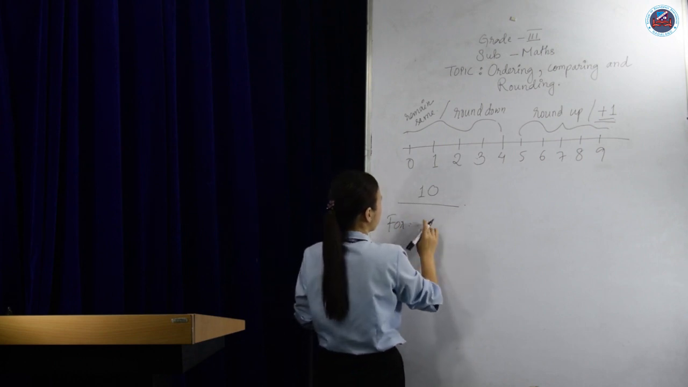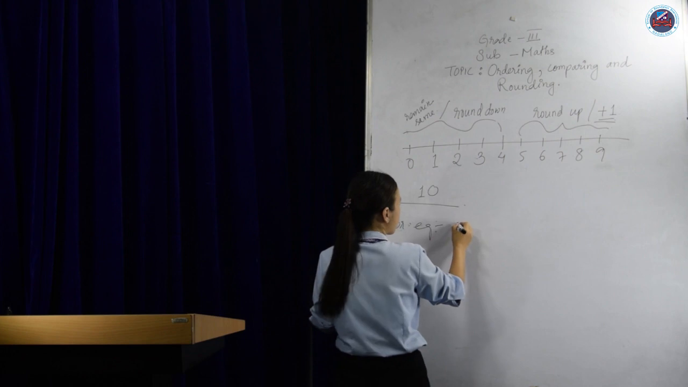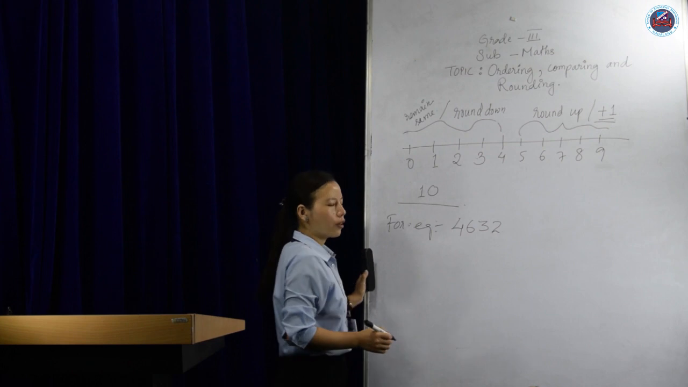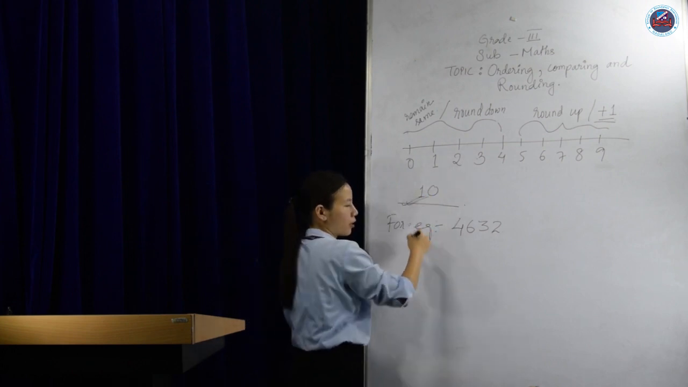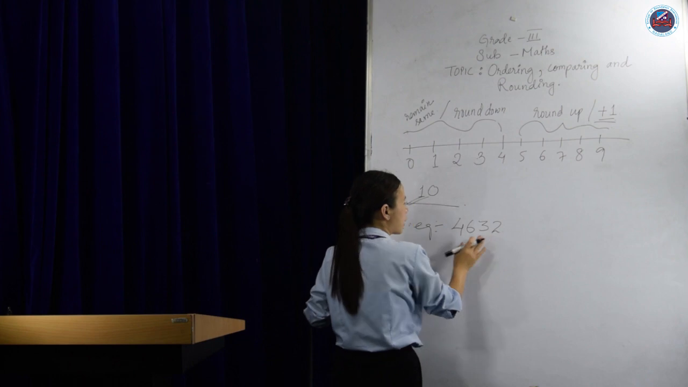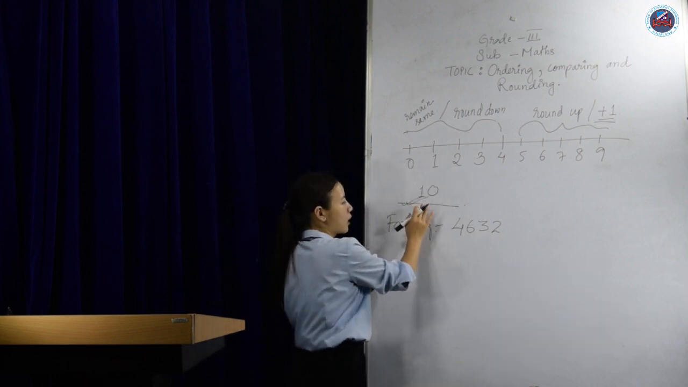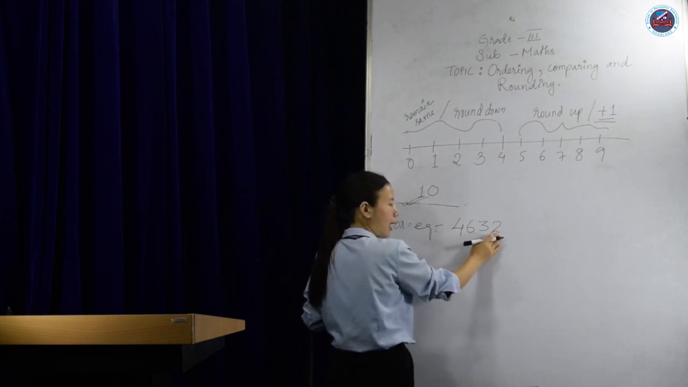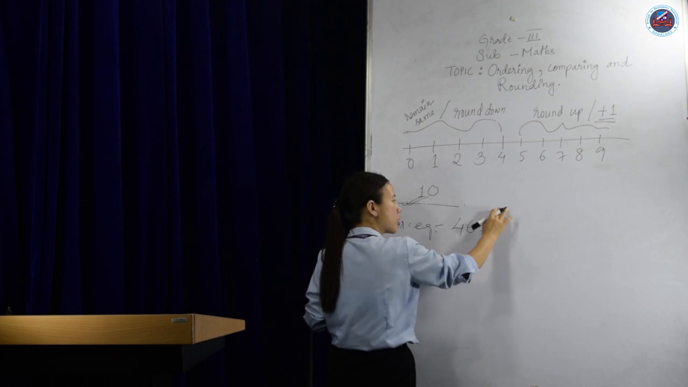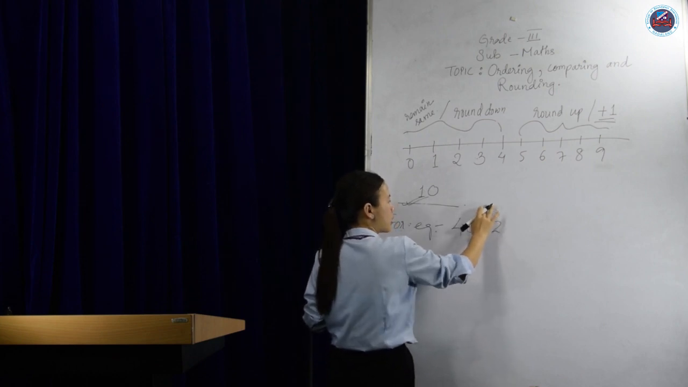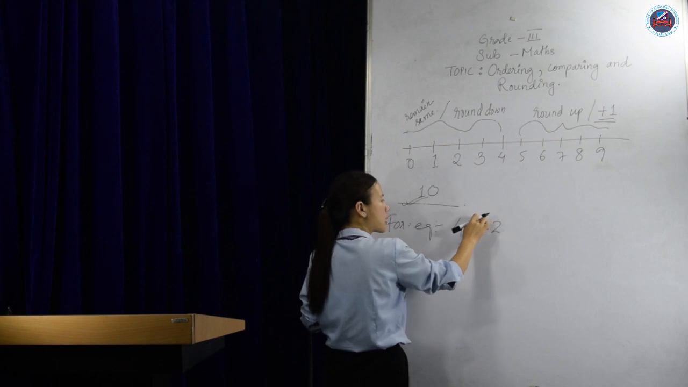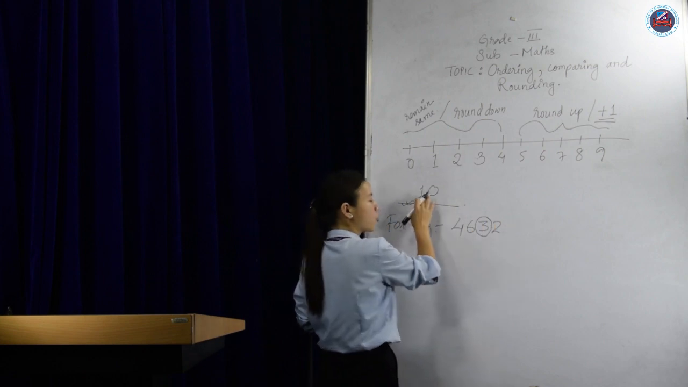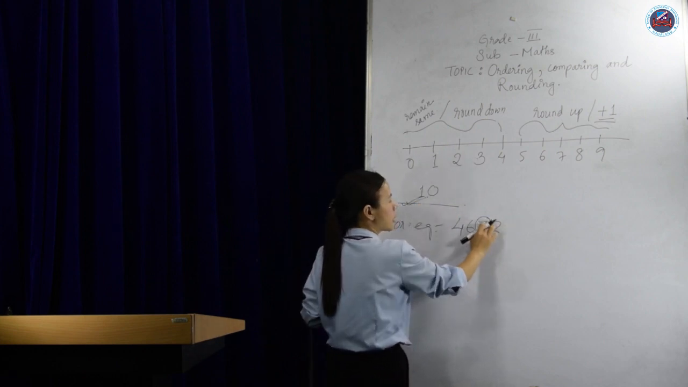For example, I have this number here, 4,632. Now we are going to round the number to the 10th place. Since we're rounding to the 10th place, first find out which digit is in the 10th place. Let's start from the back. This digit is in the ones, and this digit is in the tens. That is ones, tens, hundreds, thousands. So the tens digit is 3. So make a circle on the 10th place.